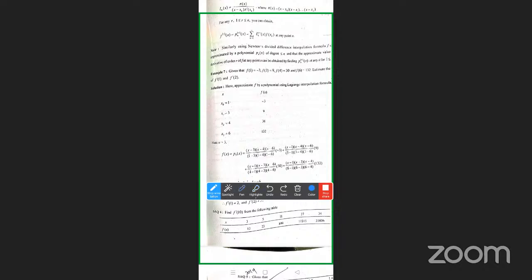Next, the second term. That is x1. We do not consider x1 in the numerator. So starting with x naught: x minus x naught into x minus x2, we cannot consider x1, into x minus x3, divided by. Substitute x1 in the numerator and write it in the denominator: x1 minus x naught, first term, x1 minus x2, second term, x1 minus x3, third term, into y1.